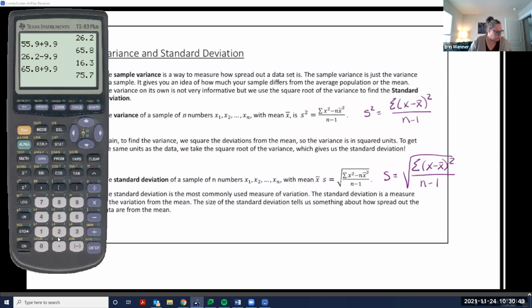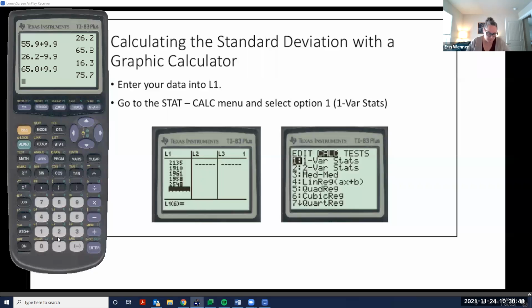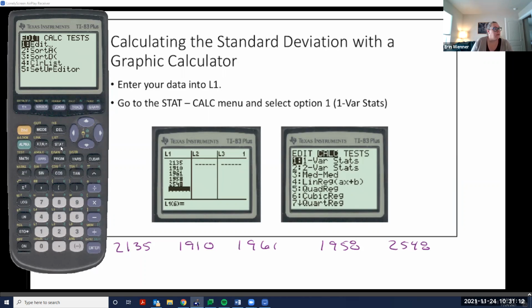So how do we calculate standard deviation with our calculator? So we're going to enter the data into our calculator. I want you to practice doing this. So we've got 2135, 1910, 1961, 1958, and 2548. Those are our data pieces. So you can tell it says enter your data into L1. So remember to do that, we're going to hit stat and we're going to press enter to edit. We'll clear out the information that we have in there already.